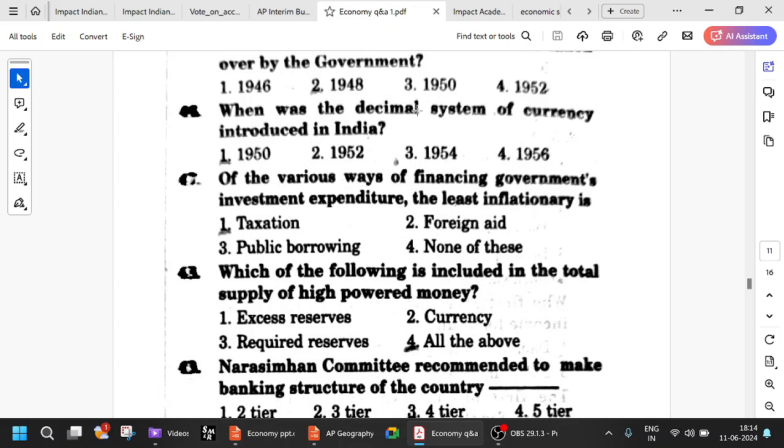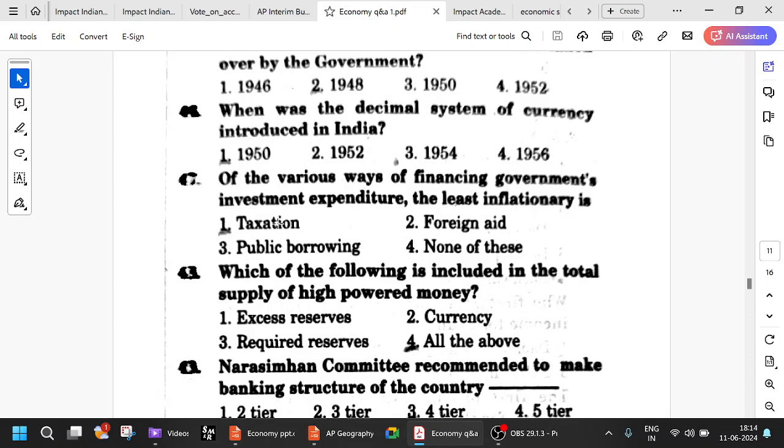So, when was the decimal system of currency introduced in India? The decimal system of currency was introduced in 1950. Try to remember. Of the various ways of financing the government's investment expenditure, the least inflationary is. That means investment expenditure. Suppose the government wants to give some funds to MGNREGA or build a new road or a new building, a new school or anything. Everything is expenditure, investment expenditure. So how will the government get this money?